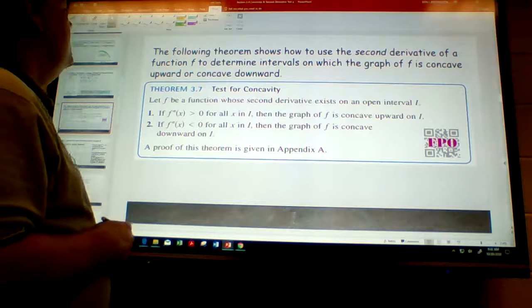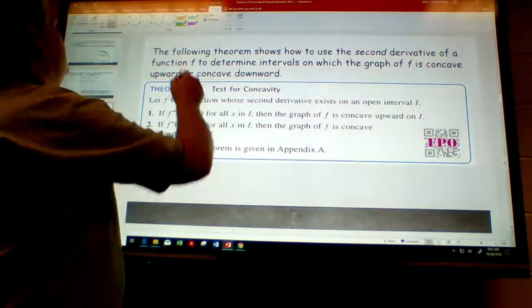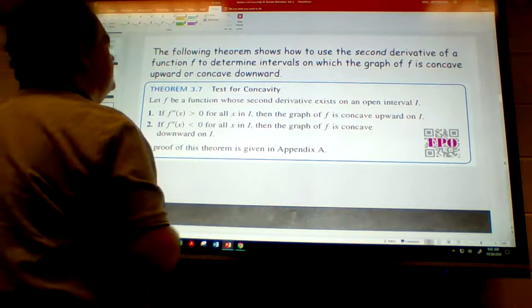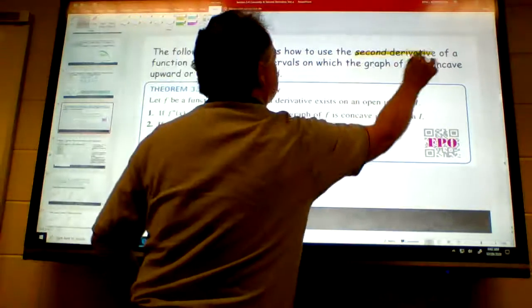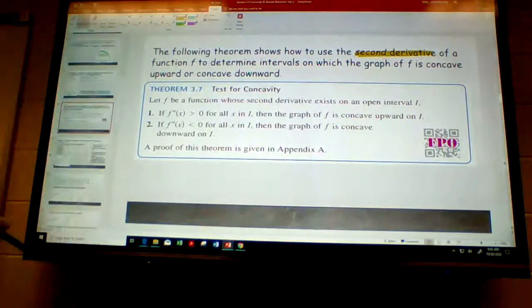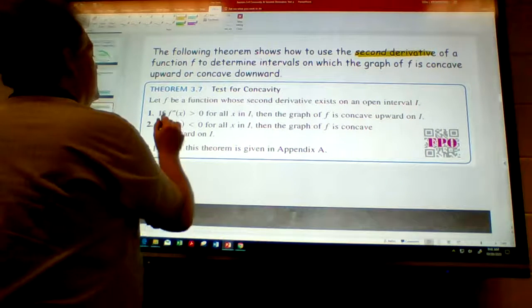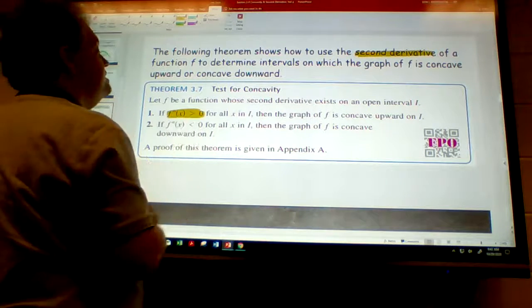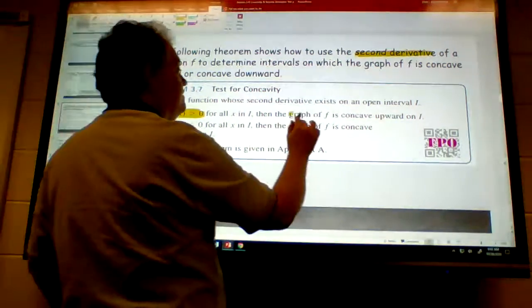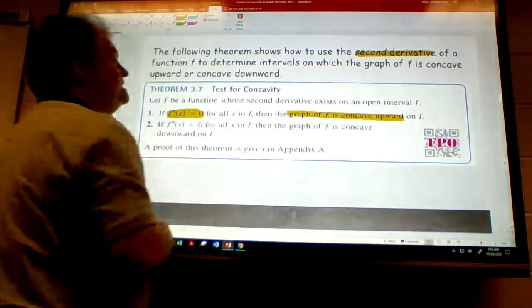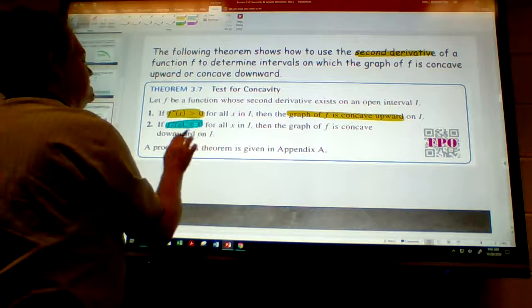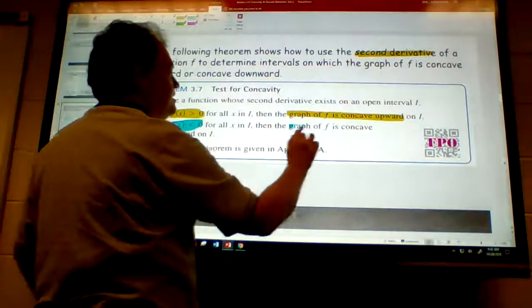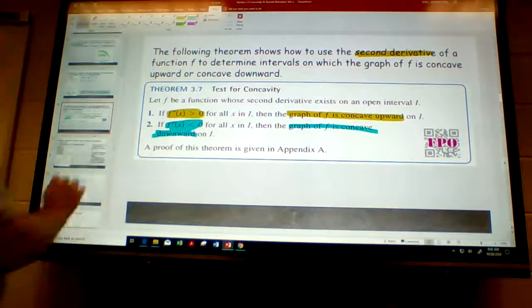Okay. Now, to test for concavity. The following shows the use of the second derivative. We're going to use the second derivative to determine the intervals on which f is concave upward or concave downward. So, if f double prime of x is greater than 0, then the graph is concave upward. So we're going to take the second derivative. If f double prime of x is negative, or less than 0, then the graph is concave downward on the interval.